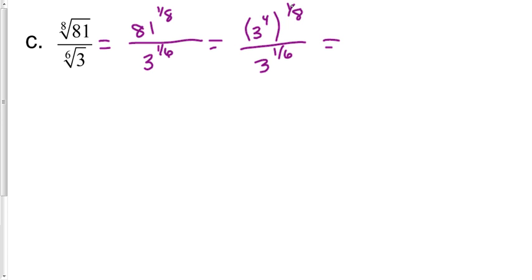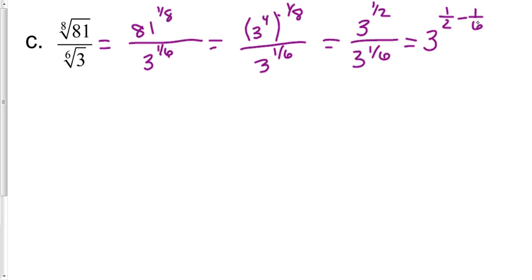Now, laws of exponents again say that if you've got a power to a power, you can multiply them, and 4 times 1/8 would be 4 over 8, or 1/2. So now I've got 3 to the 1/2 power, simplifying that, over 3 to the 1/6. And we're not done yet. One more little law of exponents here says that if you've got the same base, you can keep the common base and you can subtract the power. So now I'm doing 3 to the 1/2 minus 1/6.